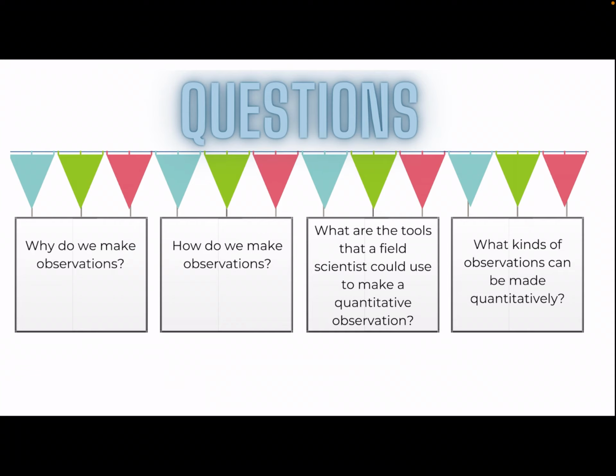So I want to take a moment and go back to our questions. What are some reasons why we make observations? How do we make observations? What are the tools that a field scientist could use to make a quantitative observation? What kinds of observations can be made quantitatively?